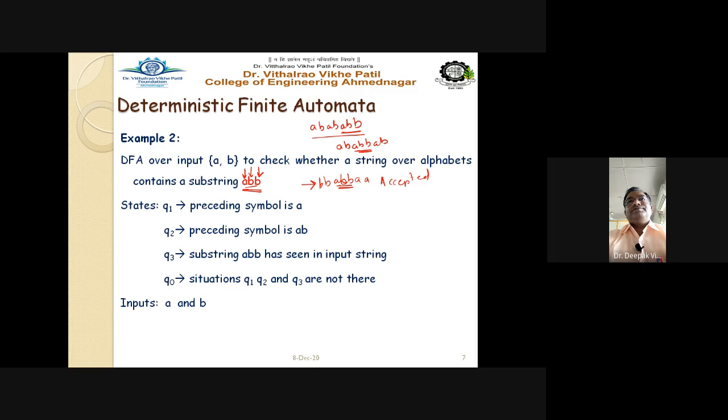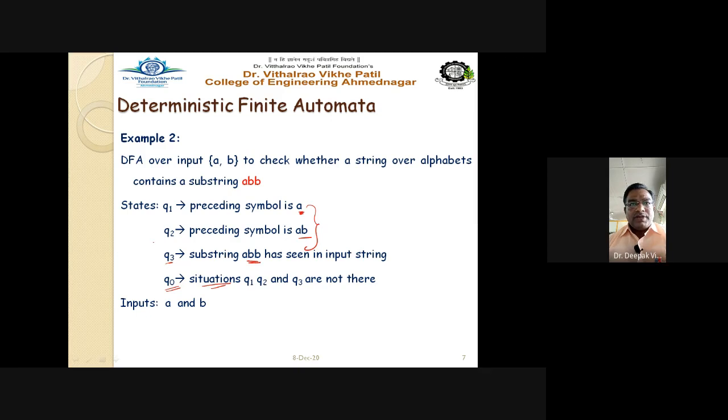Q1 in the sense its preceding symbol is A. So all the previous symbols must be A. Then Q2, the state defined here, whatever symbols are received at the Q2 end, they all contain AB. And Q3 means all symbols ABB, it is the state where the ABB substring is received at the Q3 end. And Q0, the rest of the conditions, excluding these three, whatever the situations are, are handled by your Q0 state.